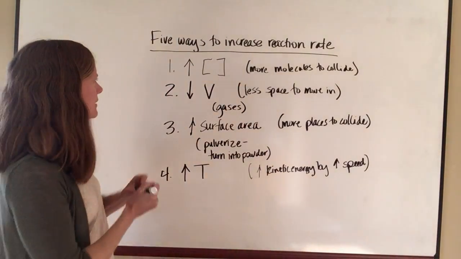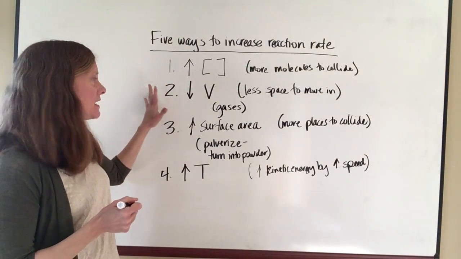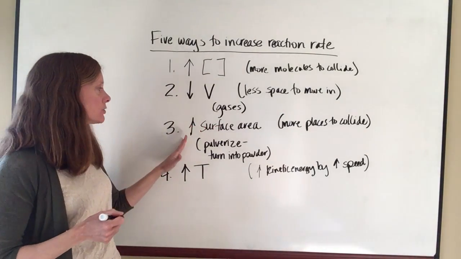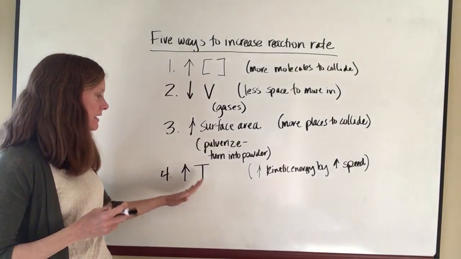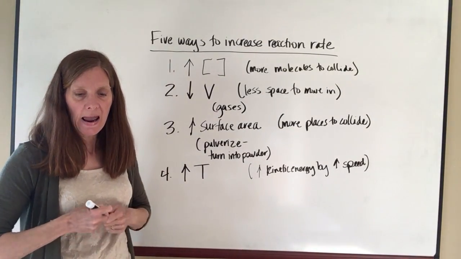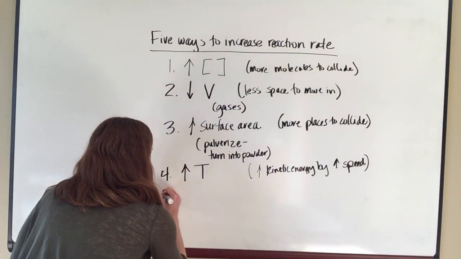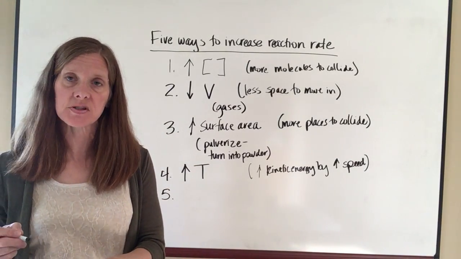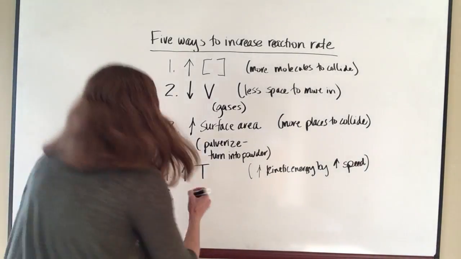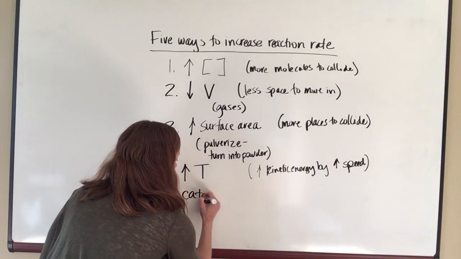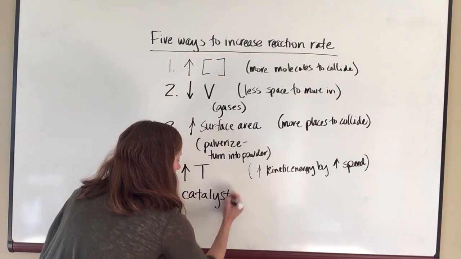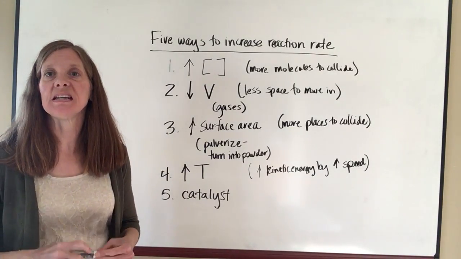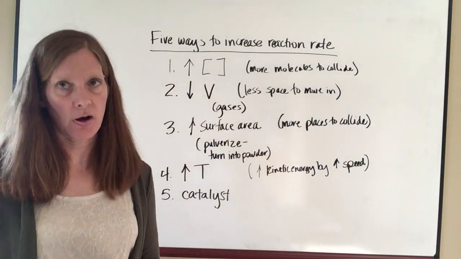Okay, so increased concentration, decreased volume if we're talking about gases, increased surface area, increased temperature, and I'm going to go ahead and give you the fifth one just to make a complete list, but we're actually not going to talk about this last one until a little bit later in the chapter. And that fifth way is to use a catalyst. But again, because we're going to talk about that later, I'm not going to go into any detail today. You'll just have to hang on until we get there.